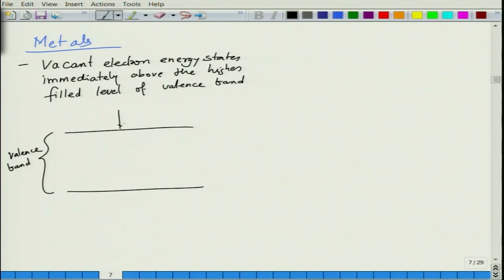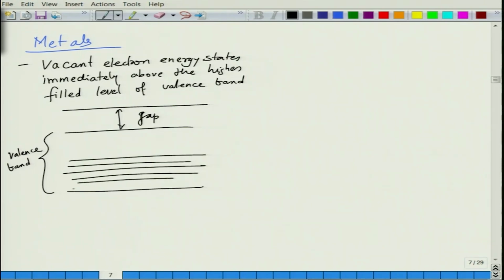Okay. You may have a forbidden gap here, so this will be the gap, let us say, but the valence band is partially filled. So it is filled up to this point. So we can say this is filled. Let me just draw the boundary separately. This is the valence band, this is the conduction band. So the conduction band may be somewhere up. But the valence band itself is partially empty. So this is one representation of a metal.